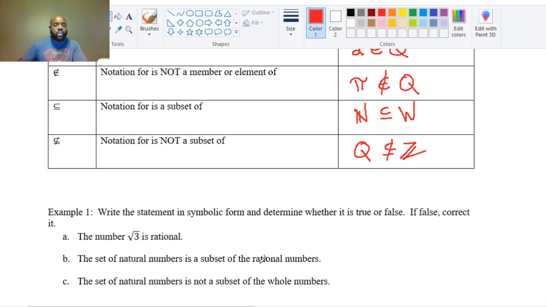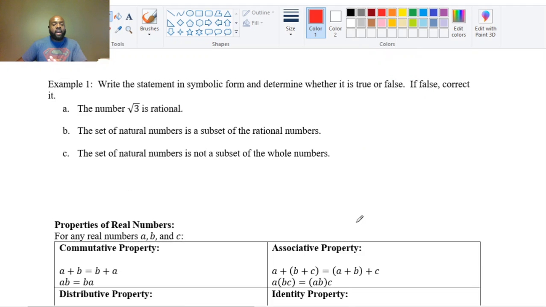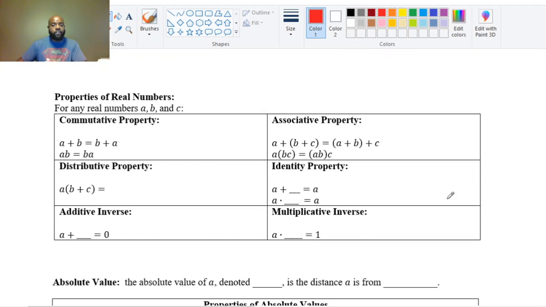I'm actually not going to go over these examples. I don't want this video to be too long, but we're going to look at this in our face-to-face session. And so I'm going to go back to some other stuff, which is properties of real numbers. All right. And so we have a bunch of properties that relate to addition and multiplication.